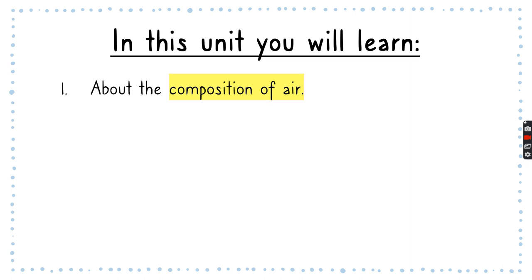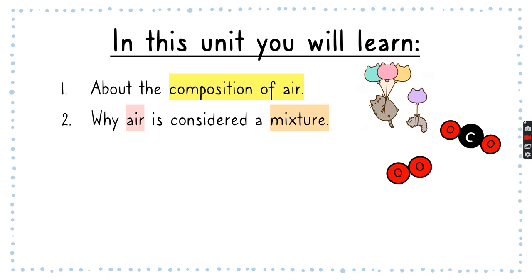Composition or composing has to do with the English term, especially when you're learning in English, you make compositions. And in your compositions, there's a lot of words. But here we're talking about air. So what are the types of gases that are found in the air, and how many percent are there in the air? Number two, why air is considered a mixture.